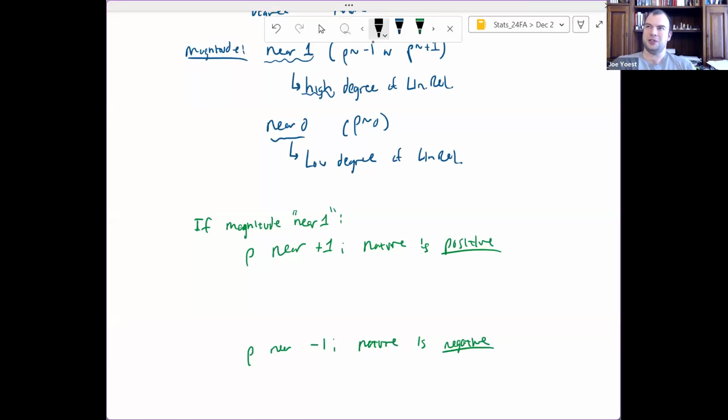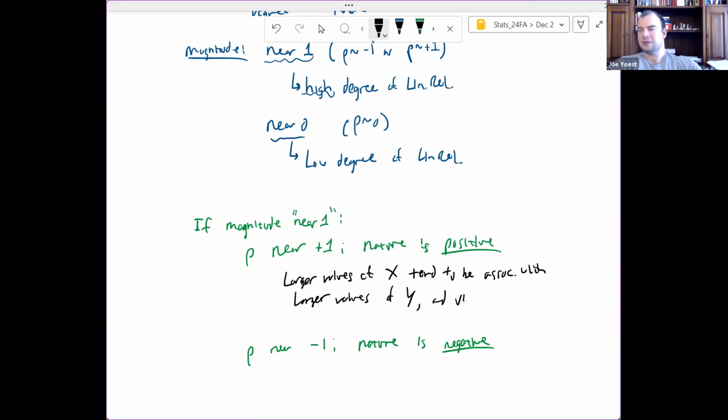So of course, if rho is near positive one, the nature is positive. If it's near negative one, the nature is negative. That doesn't really tell me much. Here's what I mean when I say a positive relationship. I mean larger values of x tend to be associated with, I'm being careful how I say this, larger values of y, and vice versa.